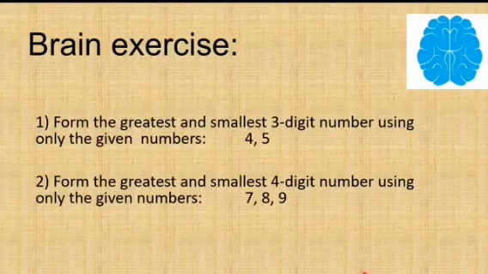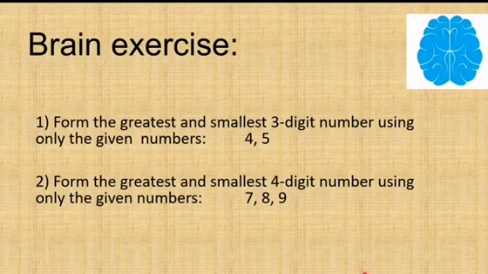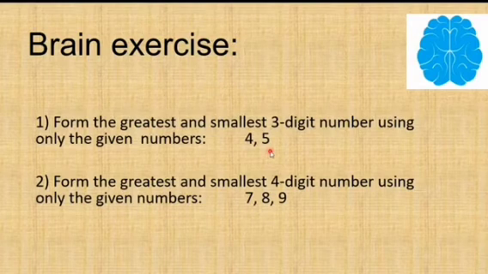You've just been listening to me and I don't know whether you have been able to do all the problems or not. Now for some brain exercise, which is very essential in maths. All are ready? Now I want you to form the greatest and smallest 3-digit number using only the given numbers. Now children, this is a bit tricky. I have given you only 2 numbers, and I have asked you to form a 3-digit number.